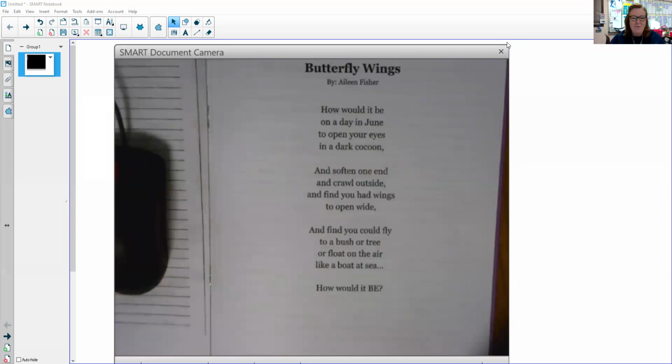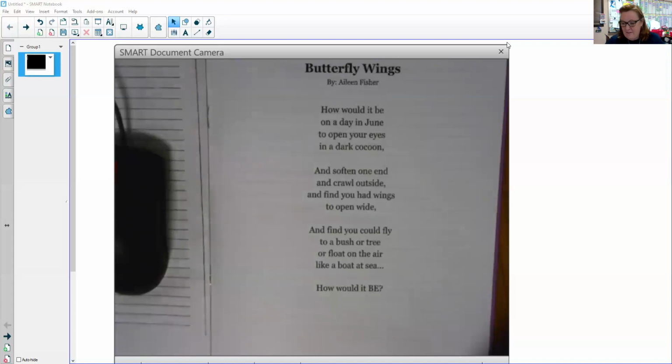And I chose this poem because I think it's a really fun one. We let butterflies go in science class last week, and it was really cool to watch the butterflies grow from their chrysalis and hatch and be released. It was a very fun experience that you need to tell your parents about. So let's go ahead with the poem, Butterfly Wings by Eileen Fisher.